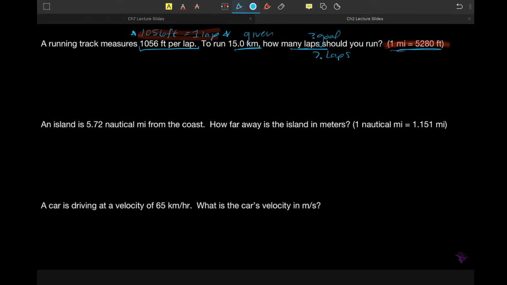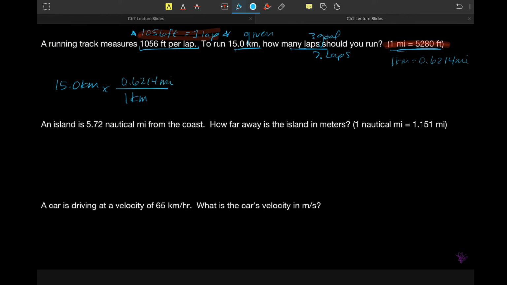So we have our 15 kilometers. But we'll see that neither of those conversion factors contains kilometers. So do we know the relationship between kilometers and either feet or laps or miles? Yes, because you've memorized, hypothetically, the relationship between kilometers and miles. As in, 1 kilometer is equal to 0.6214 miles. So let's fill that in. 1 kilometer is equal to 0.6214 miles.